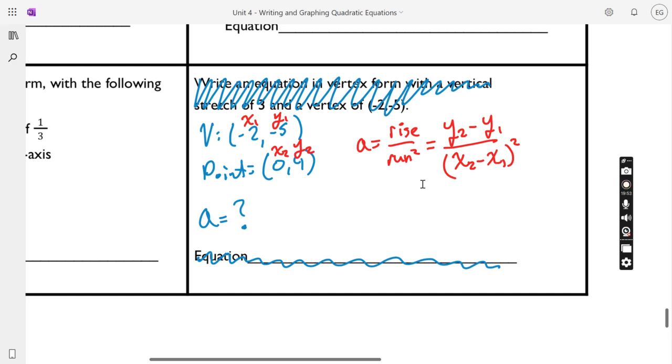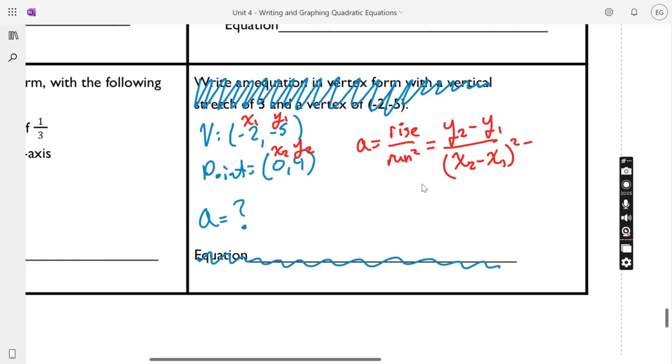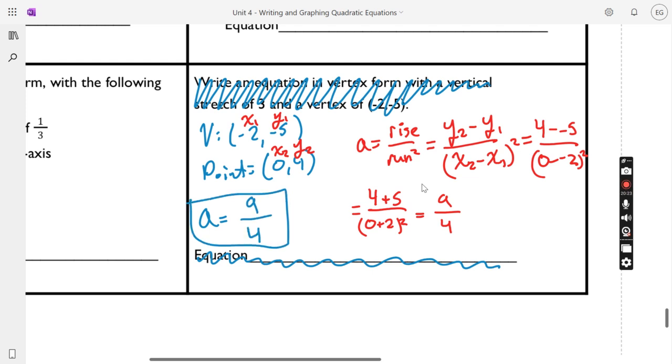Using that, we're just going to plug in those values. We got 4 minus a -5, we have 0 minus a negative 2, all of that squared. That's like saying 4 plus 5, 0 plus 2, giving us 9 over 4. So it's going to be that easy to solve the answer. And again, I'm going to give you this equation, but it's important to know how to do it, to remember how to do it. That's about it.